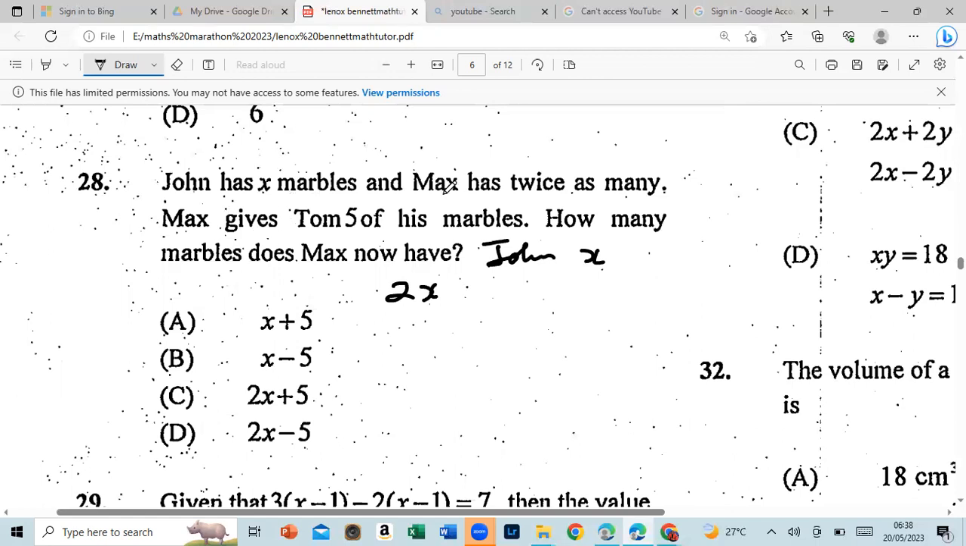John has X marbles, Max has twice as many. So Max has twice, right? Max gives Tom 5 of his marbles. How many does Max now have? So remember, this is Max, right? And Max gives away 5, so you're going to subtract 5 from this. So this would be Max's share.